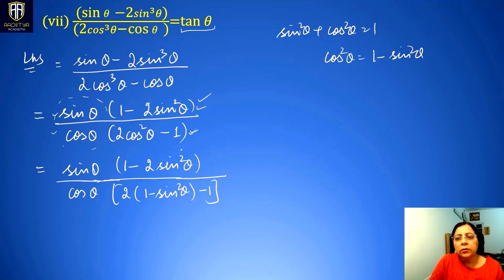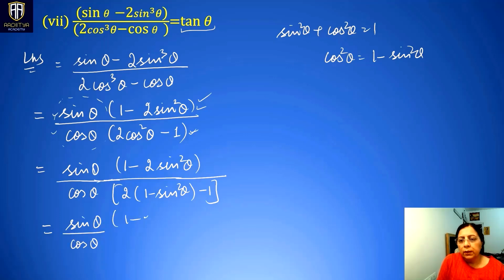I did not change this sine square into cos square, because if I would have done that, in the numerator I would have got cos square, in the denominator I would have sine square. Then again I would have got stuck. Instead, I am only converting one expression to reach the common point.